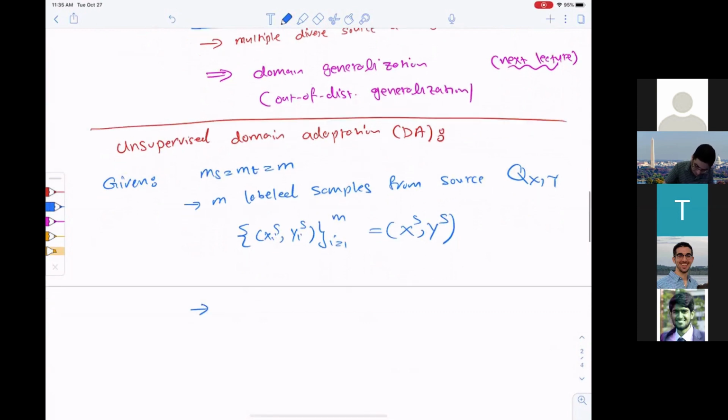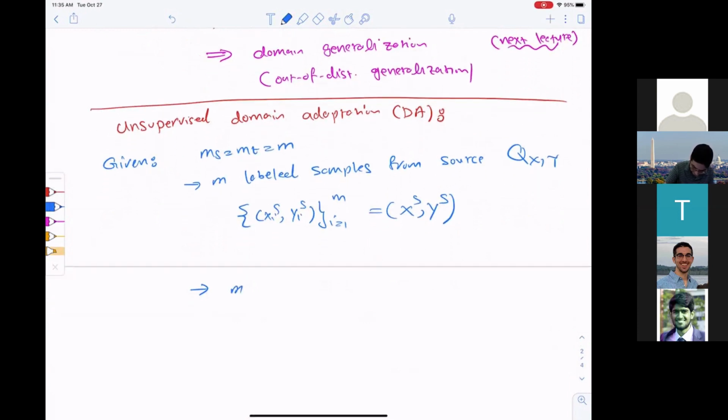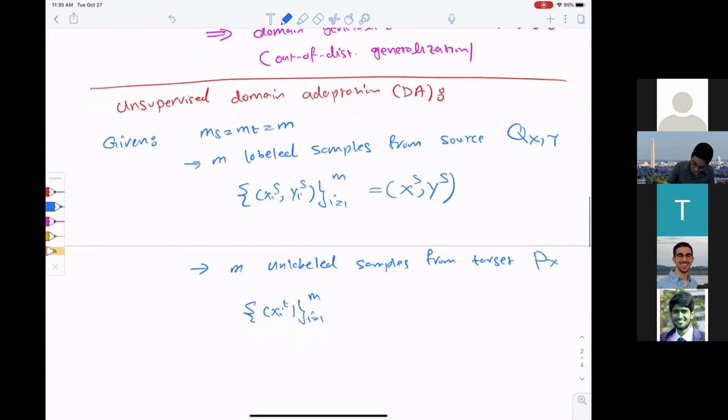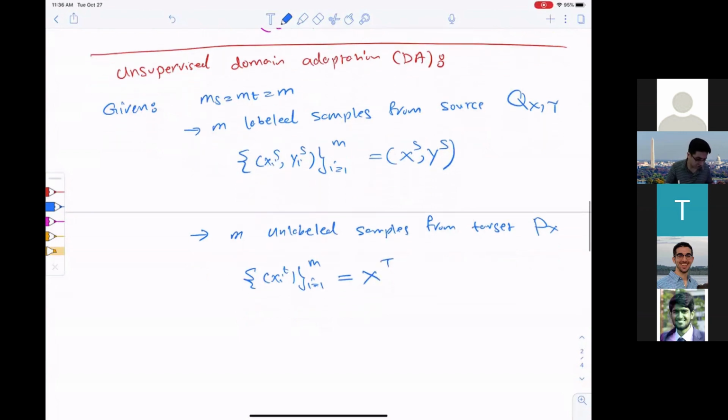And I have, again, M unlabeled samples from target, which is PXY. Unlabeled, so I can't have Y, right? So it's just going to be PX. And here my data would be X_i target, 1 to M. Again, we are assuming we have the same number of samples just for simplicity in write-ups, but you can extend everything to the general case as well.